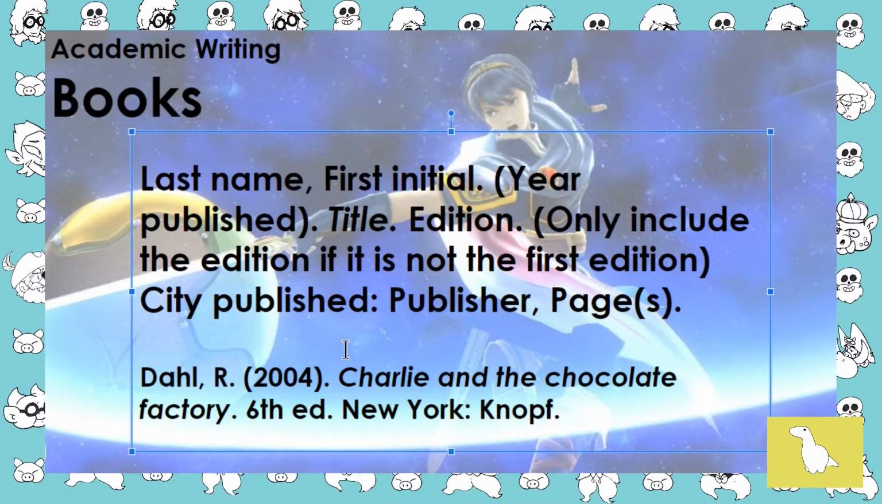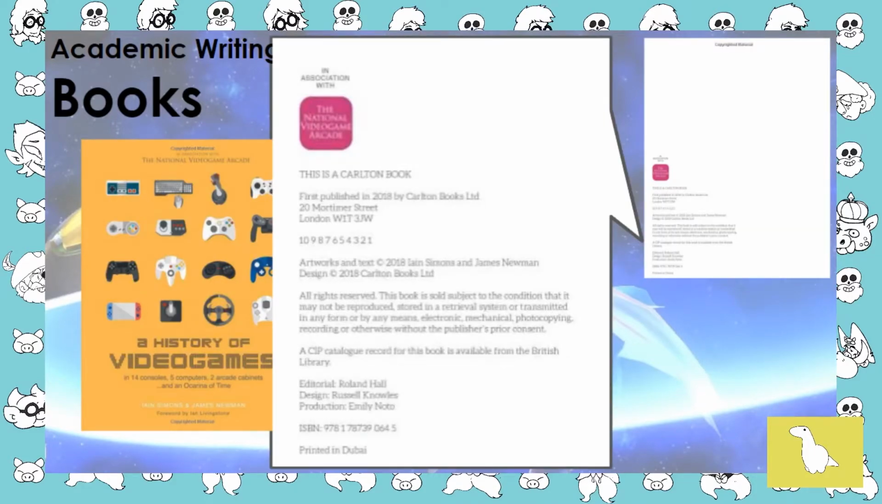6th edition, New York, colon, Knopf. So we can see where we've got the city it's published in and the publisher. No pages have been outlined, so obviously there's not a specific part of the book they're talking about. They're talking about the book in general having been read, which has affected their knowledge of the surrounding subject.